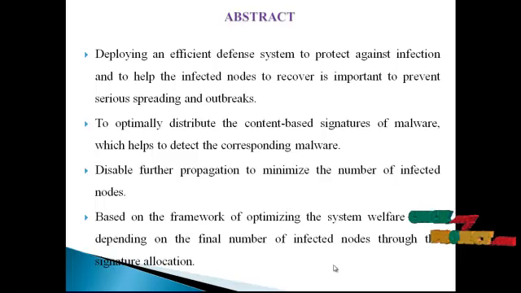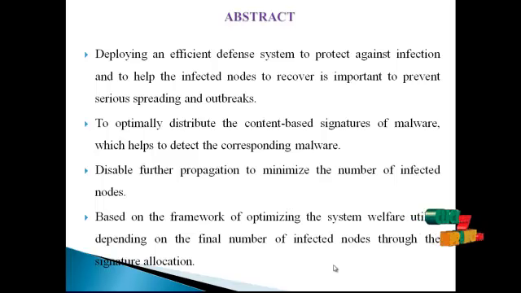from malware. Nodes optimally distribute the content-based signatures of malware, which helps to detect the corresponding malware and disable further propagation to minimize the number of infected nodes. Mobile malware can propagate through two dominant approaches, MMS and proximity malware. In the MMS approach, a malware may send a copy of itself to all devices whose numbers are found in the address book of the infected handset.